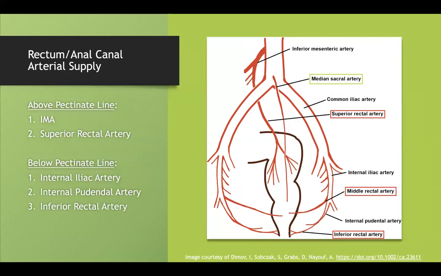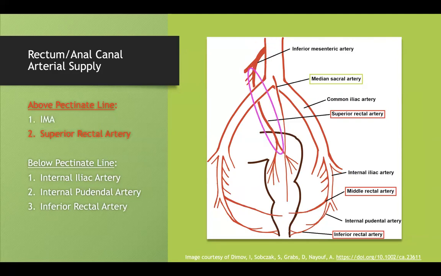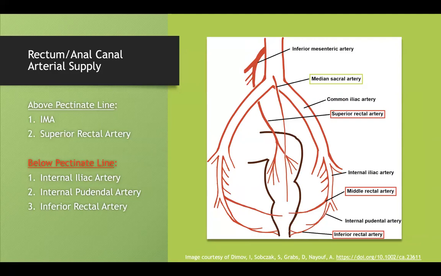So let me show you the difference in this diagram to the right here. If we look at above the pectinate line, remember this is part of our hindgut, and because it's part of our hindgut, the blood will start from the inferior mesenteric artery and ultimately reach this superior rectal artery. On the other hand, the regions below the pectinate line will be supplied by your internal iliac artery, followed by your internal pudendal artery, before reaching either the inferior rectal artery or the middle rectal artery.